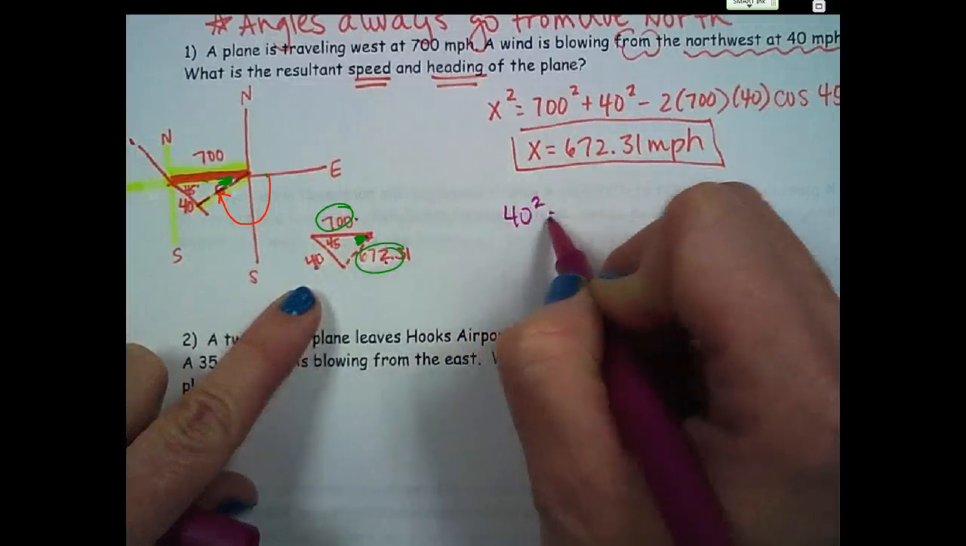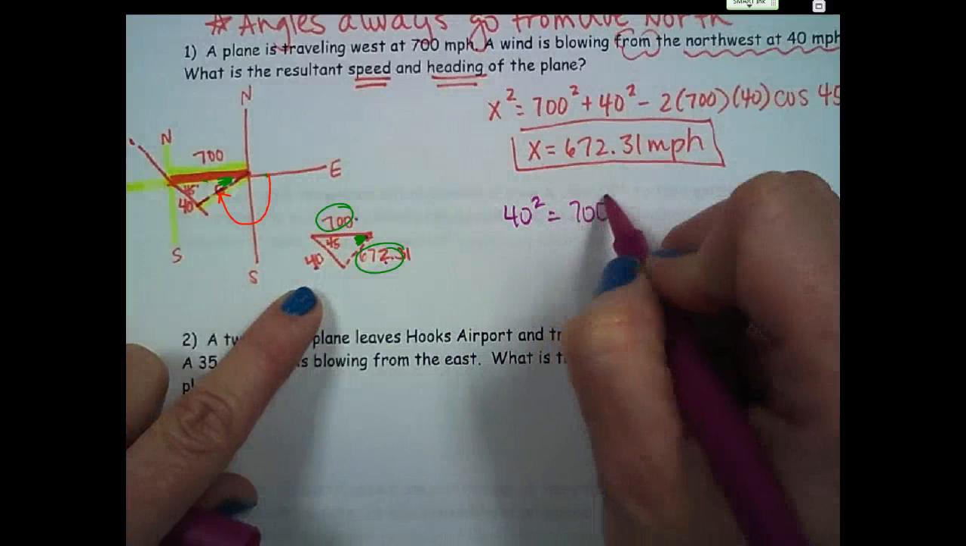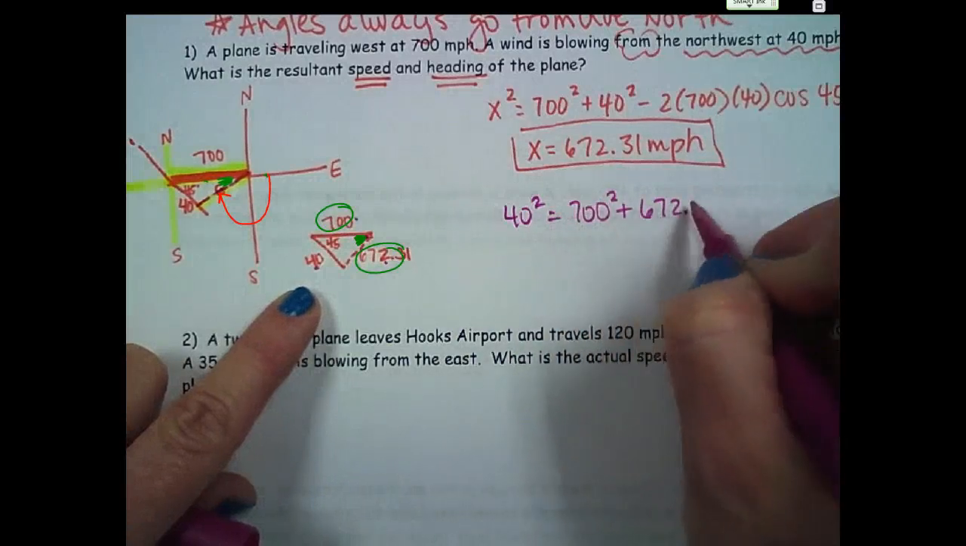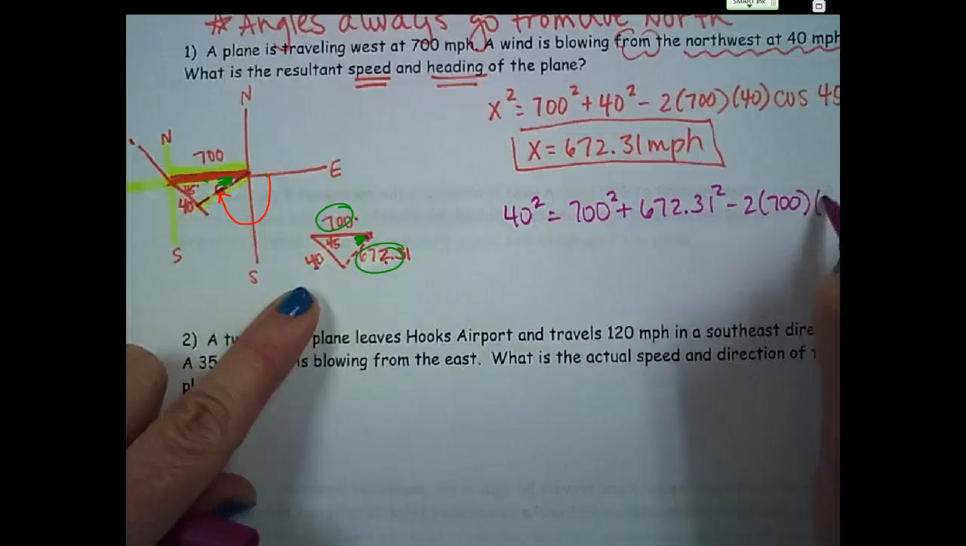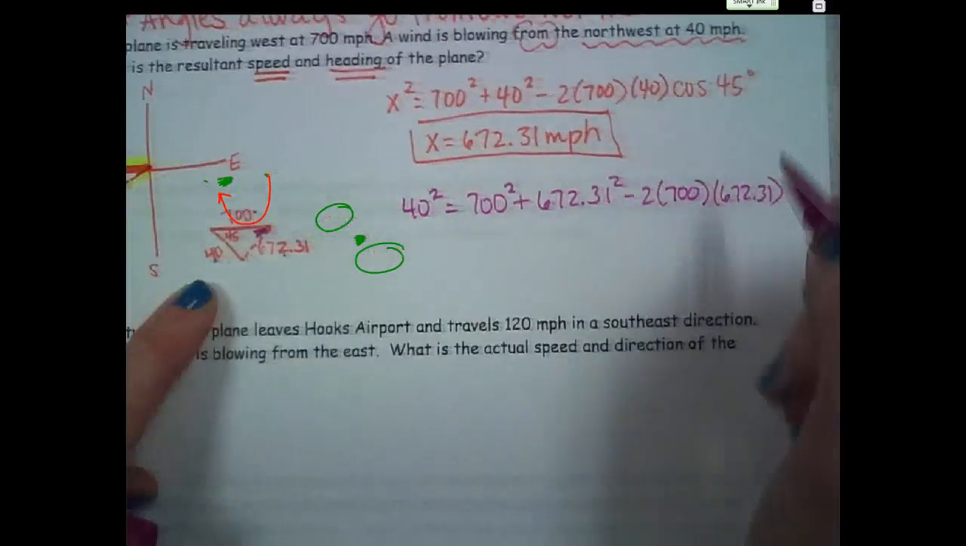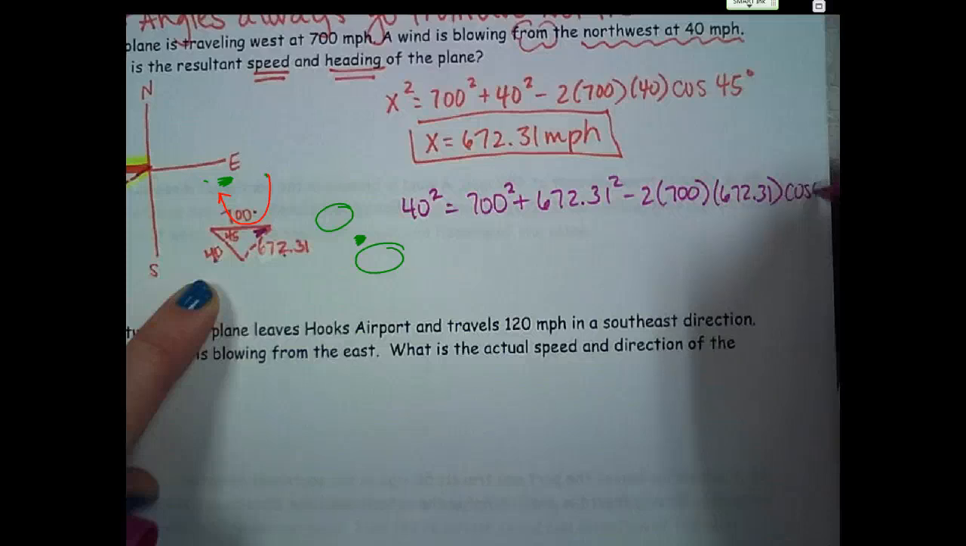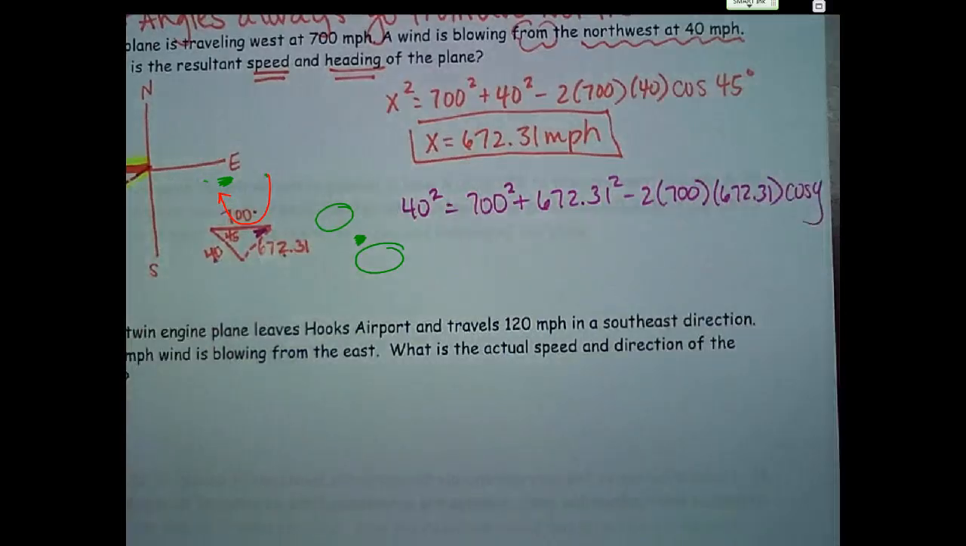So 40 squared equals the two sides that are around it, which is 700 plus 672.31 squared, minus 2 times both of those numbers, and then cosine of my missing angle, and I'll call it y. Okay, do you guys remember how to find this? We've done this before. Do y'all remember how to find it? Yeah, okay, ready? Get your calculators out, because you don't want to mess up because you couldn't do the math on your calculator. All right, here we go.